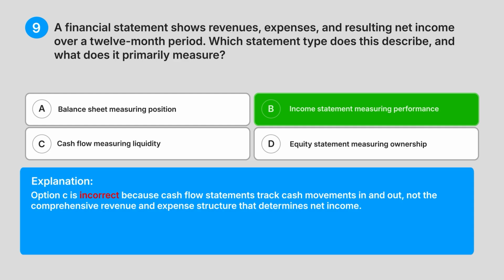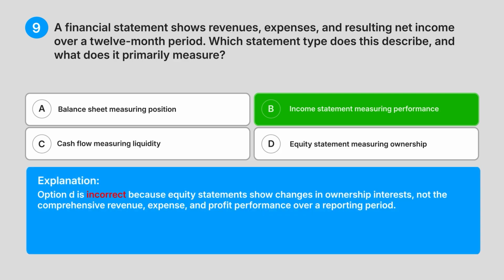Option C is incorrect because cash flow statements track cash movements in and out, not the comprehensive revenue and expense structure that determines net income. Option D is incorrect because equity statements show changes in ownership interests, not the comprehensive revenue, expense, and profit performance over a reporting period.